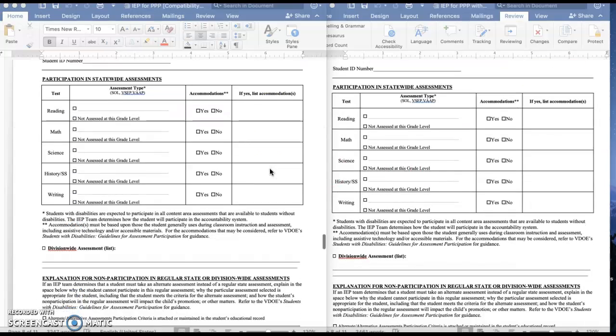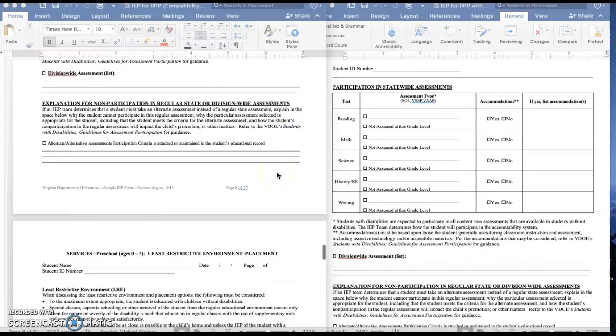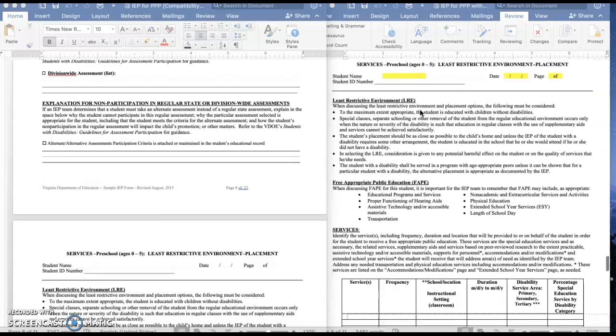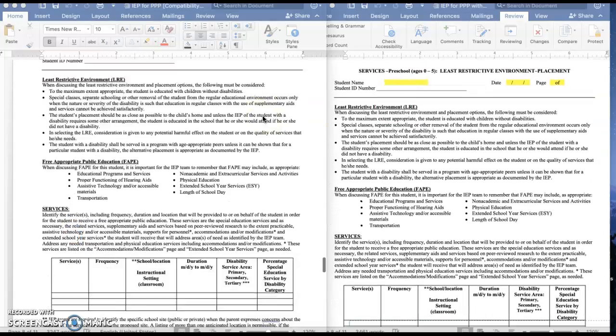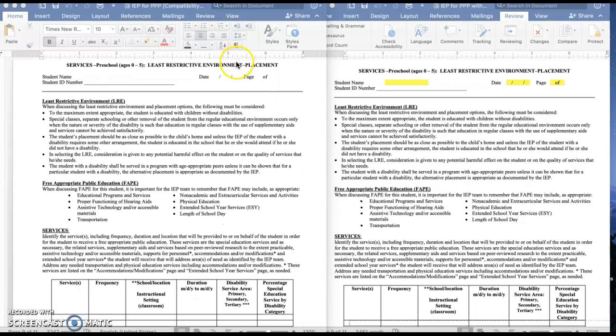Same thing. All of this is just no. We're not doing SOLs. We're in preschool. So we're going to keep going. We don't do alternative assessments because we're in preschool. So then you're going to get down to the least restrictive environment. This is a statement that's required by regulation.